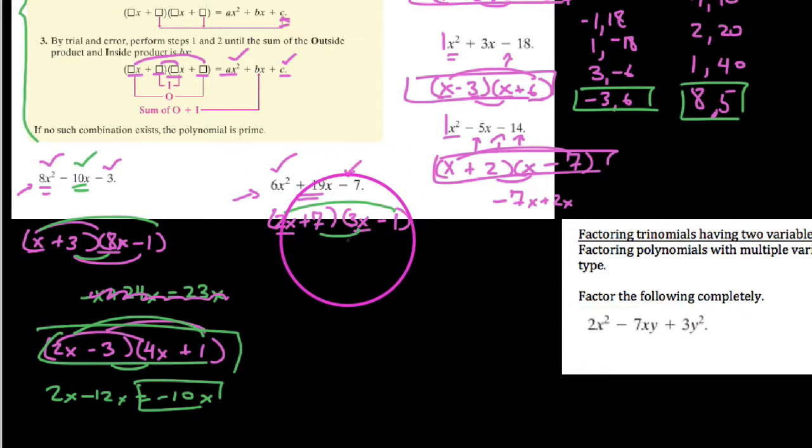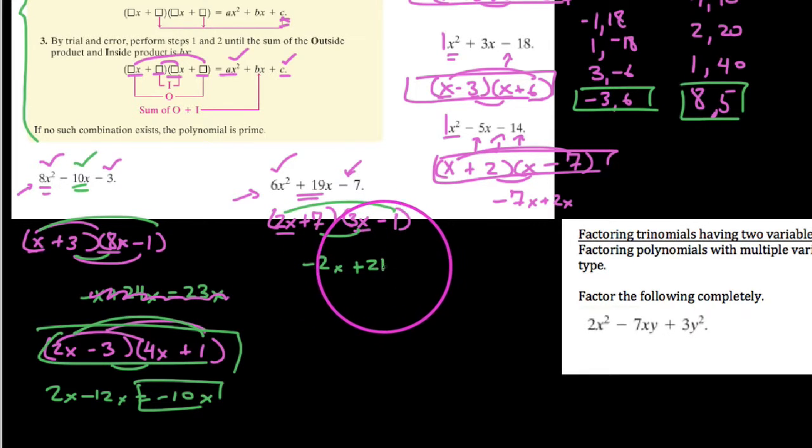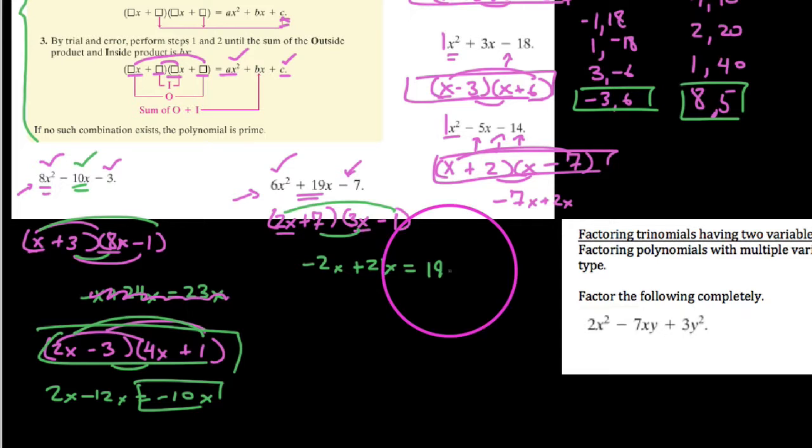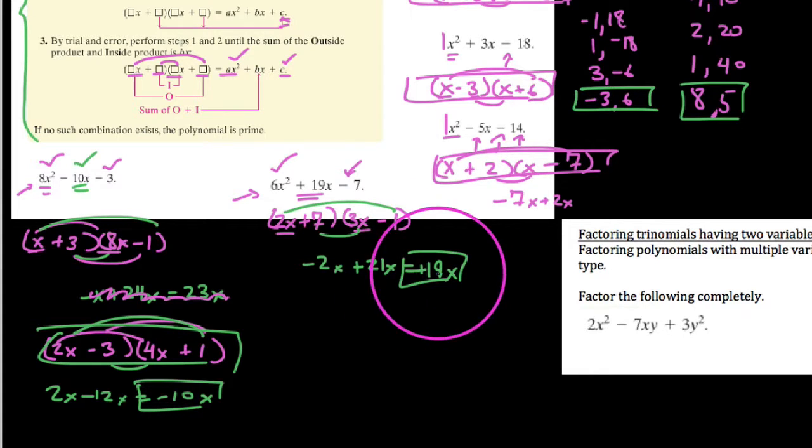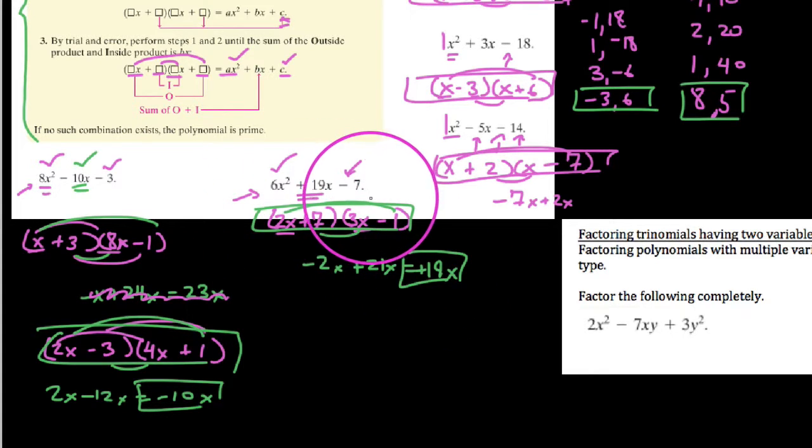But I noticed that if I were to do it this way, I'd say I get a negative 2x here and a positive 21x here in the middle. And summing those together, I get my 19x positive. So if that's the case, then we'd say then these are my factored terms here.